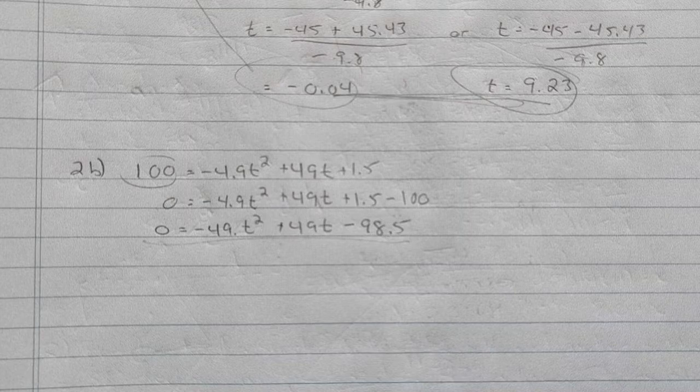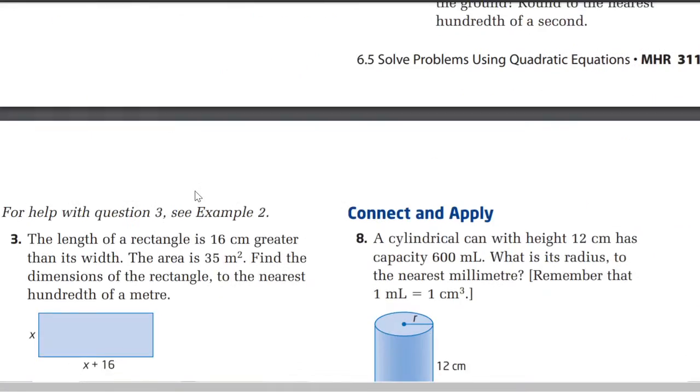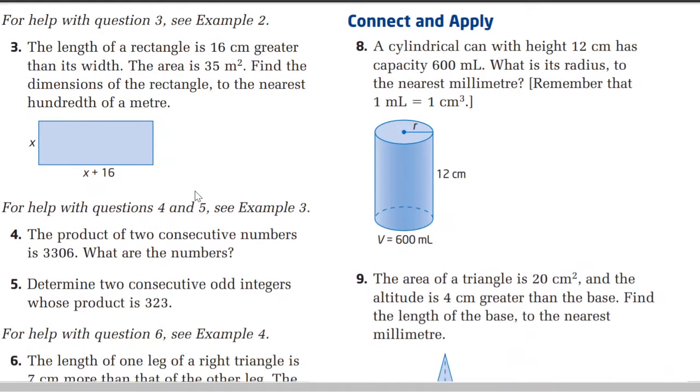In the case of the next question, which was number 3 here, the length of a rectangle is 16 centimeters greater than its width. The area is 35 meters. Find the dimensions of the rectangle to the nearest hundredth of a meter. It means we have to find the x's. So this is going to be set up similar to number 2.